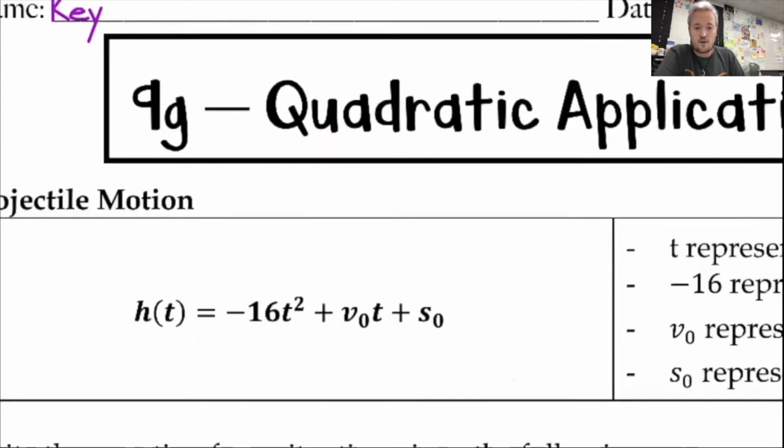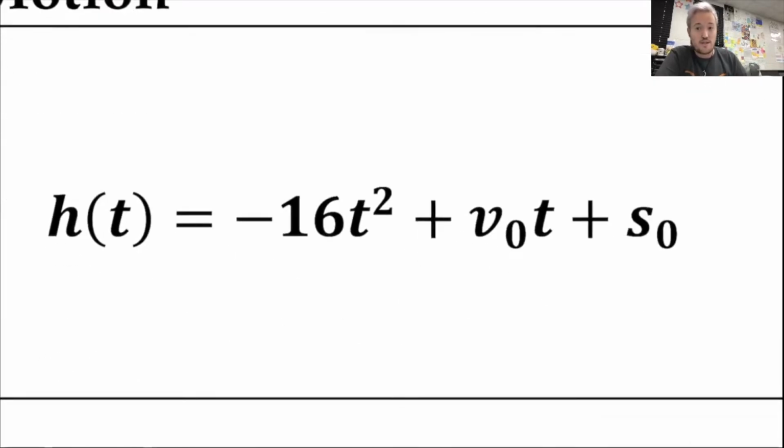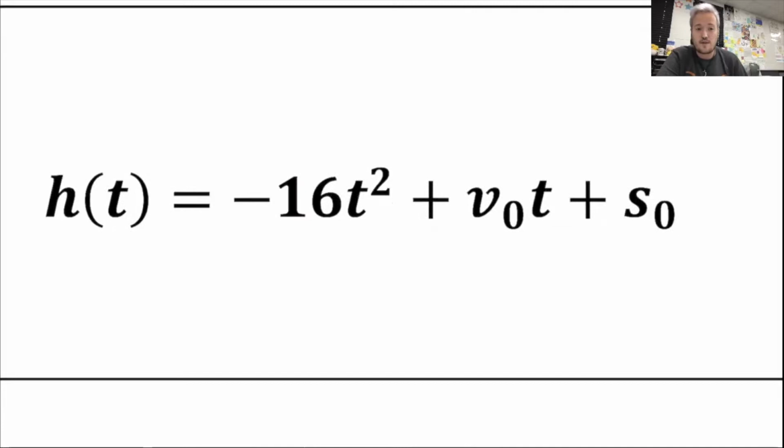So just to kind of start off, we have the projectile motion equation, which is actually parabolic because of gravity. Gravity is going to pull items and objects to the ground, even though we launch them upwards. So really, projectile motion follows a parabolic shape. That's what we're going to be looking at today. So the equation here, we have h of t equals negative 16t squared plus v naught t plus s naught.